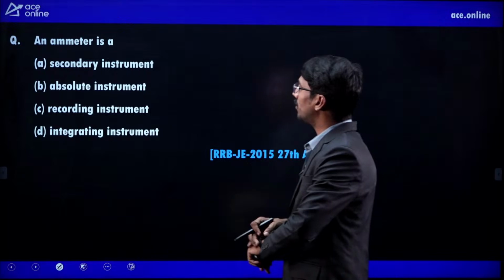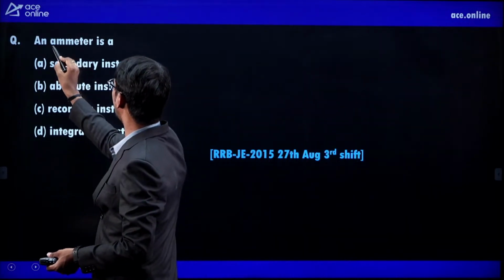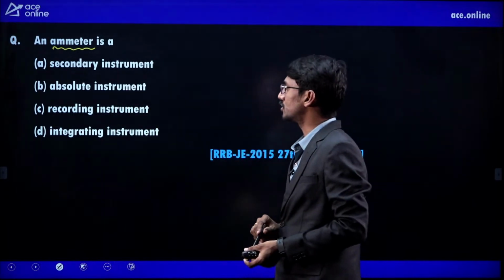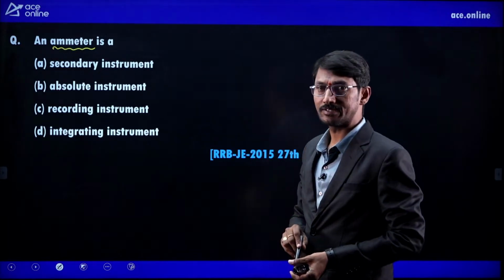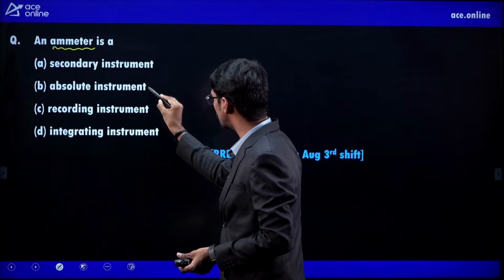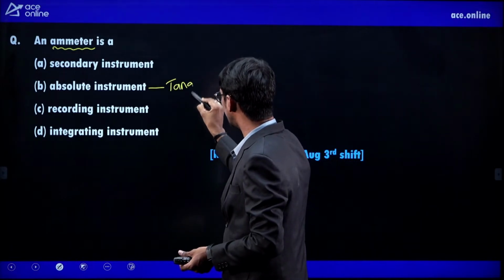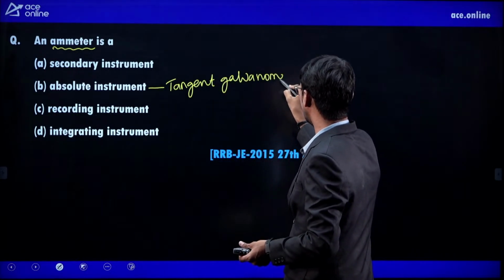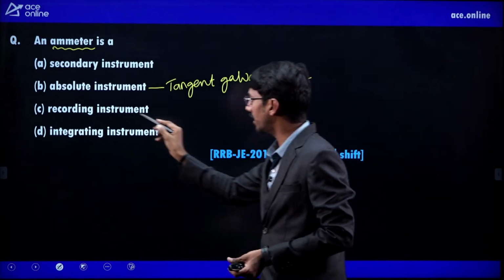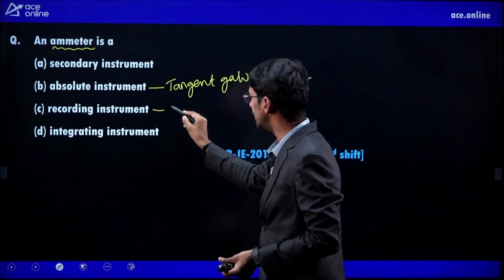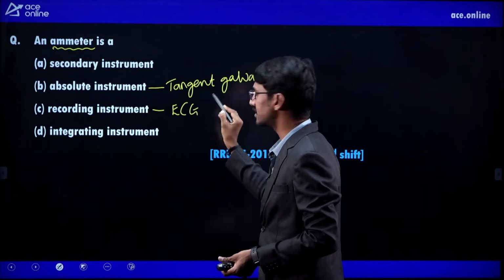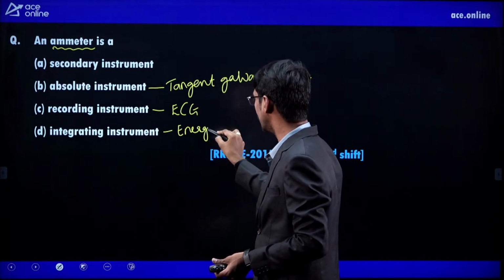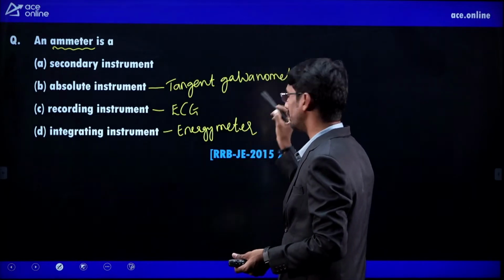Next one. An ammeter is a dash instrument. What can we write? Here, absolute instrument, for which the example is tangent galvanometer. Recording instruments, we can say ECG and seismograph, etc. Integrating instruments, example energy meter.